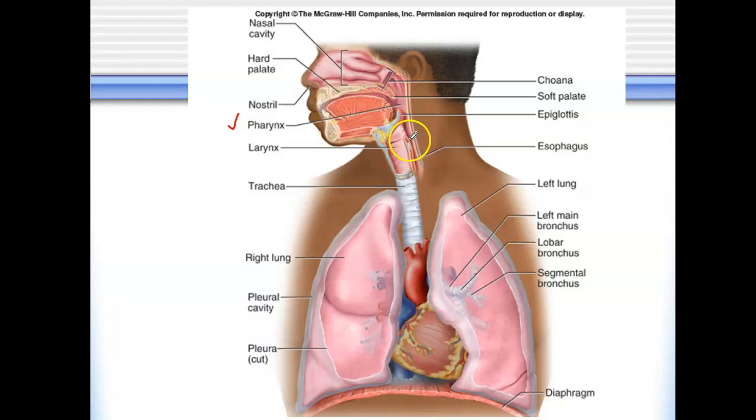And then when you get further down into the region of the larynx, it's going to separate, and air is going to go in the trachea and food is going to go, do you notice it's behind here, in the esophagus. Then we go down to the lungs, and all this should be familiar to you.